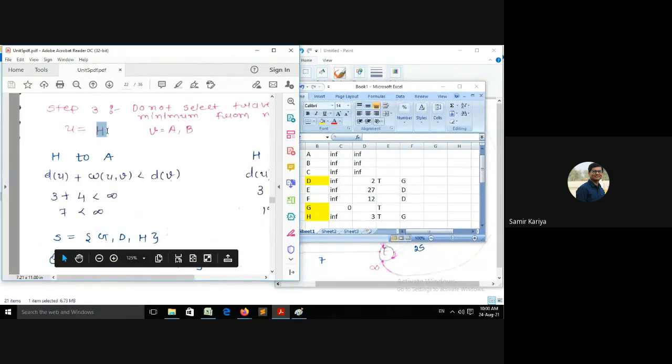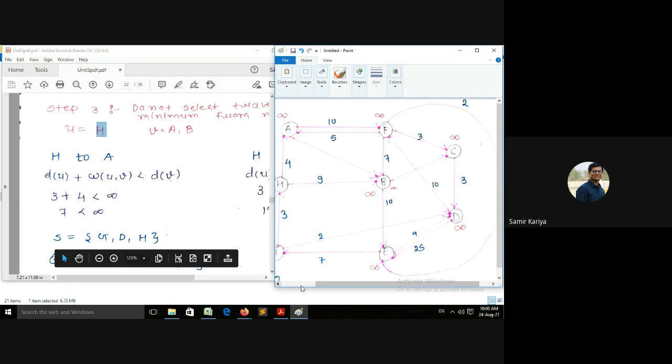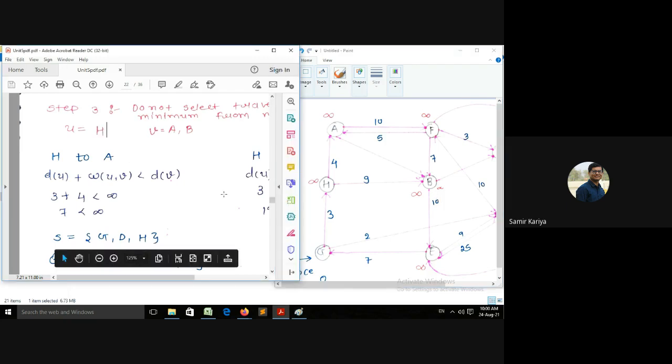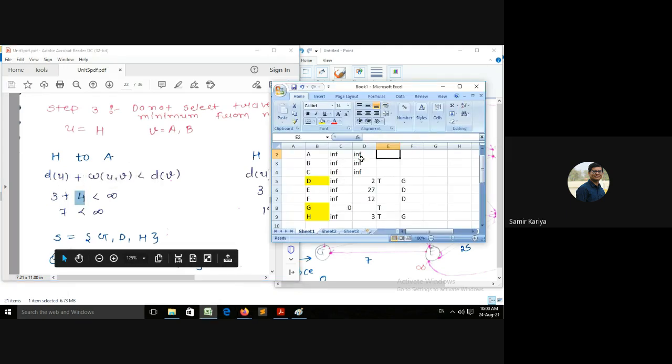Select H. So let's find out the direct edges from H, only H to A or H to B. So for H to A, 3 is its own distance plus H to A, that's 4, so 7. Is 7 less than infinite? Yes.